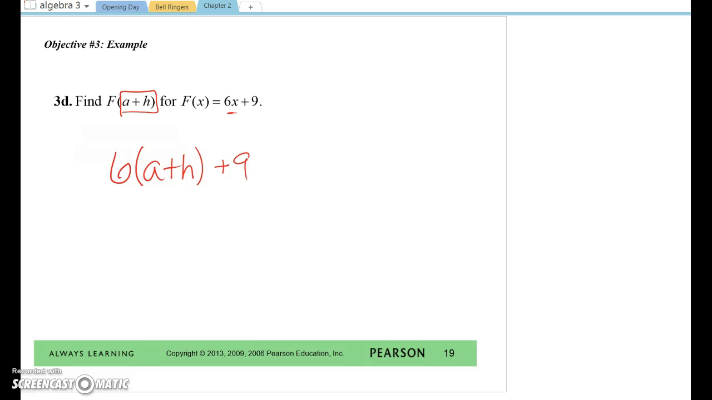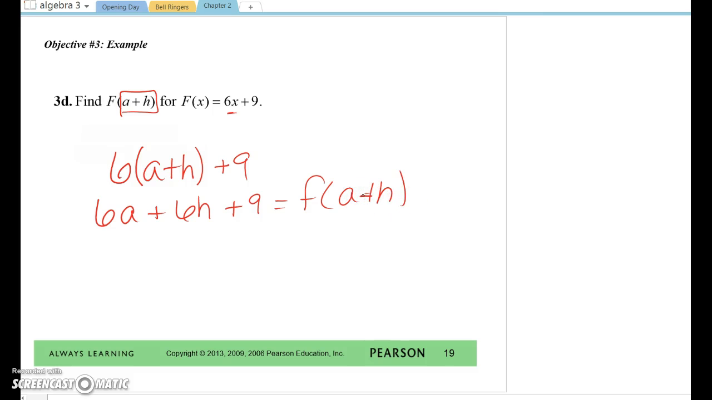Okay, so now that you have the a plus h in for x, now you need to distribute. So 6a plus 6h plus 9. And that is what f of a plus h is. There's nothing you can combine, so we just leave it like that.